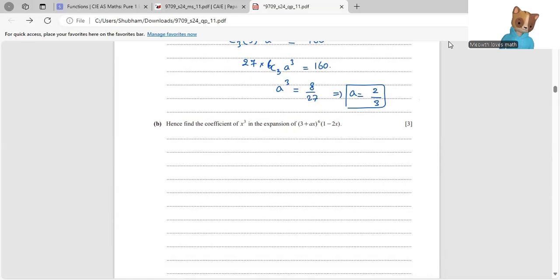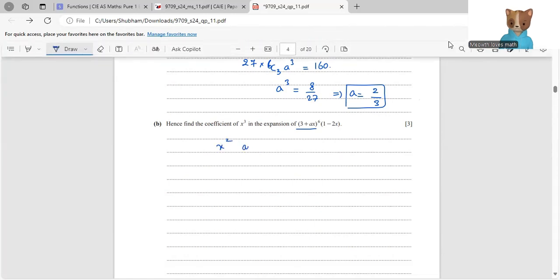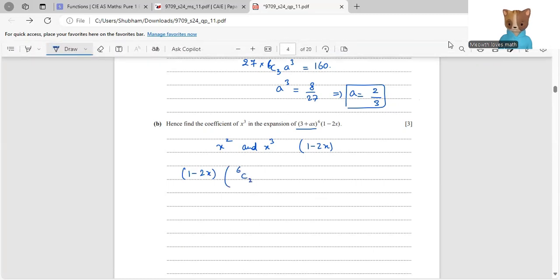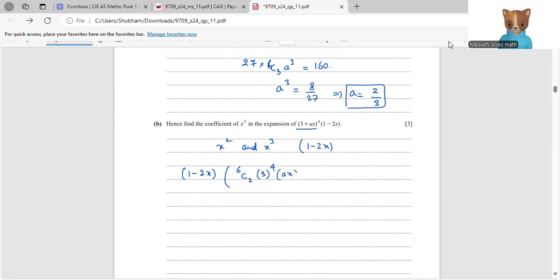Hence find the coefficient of x cube in the expansion of this, right? Now understand. Basically, when you expand this, right, (3 plus ax) to the power 6, there will be two terms, one with x square and another with x cube. Understand the concept behind this. And when you multiply with 1 minus 2x, right? So basically you have 1 minus 2x and expand this thing. So you get 6C2. Let me start directly with 2. And then you have 3 to the power 4. 6 minus 2 is 4. And then you have ax to the power 2.